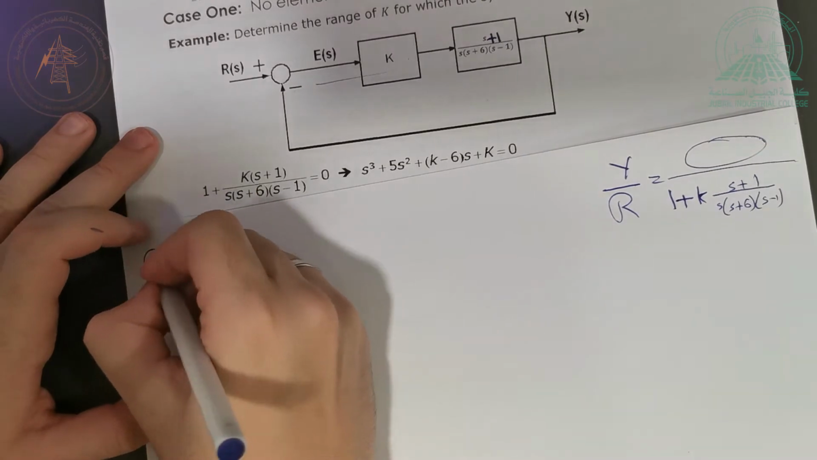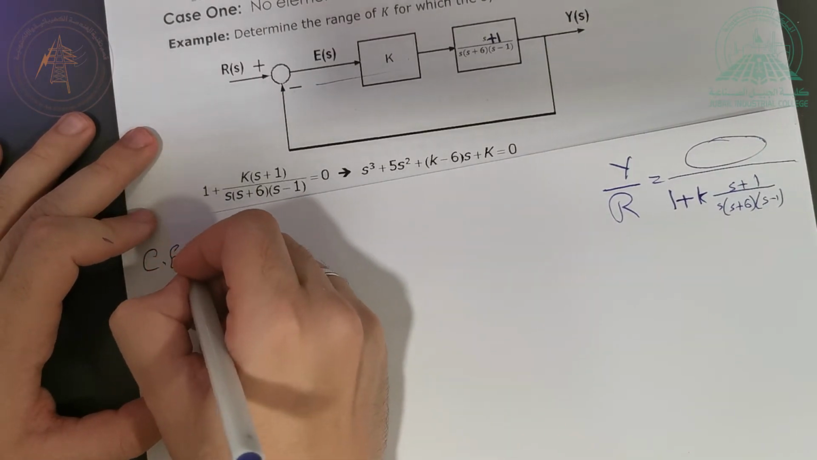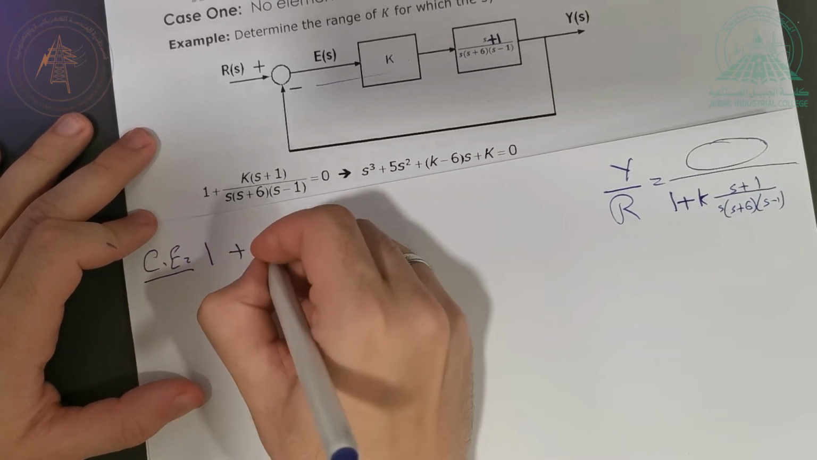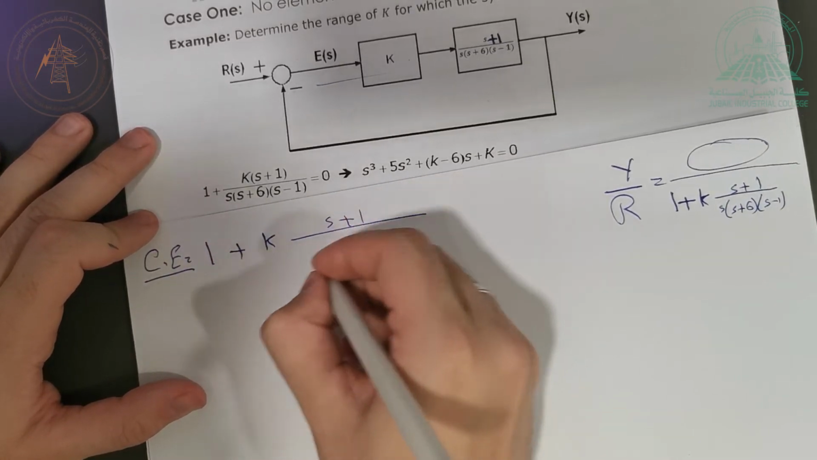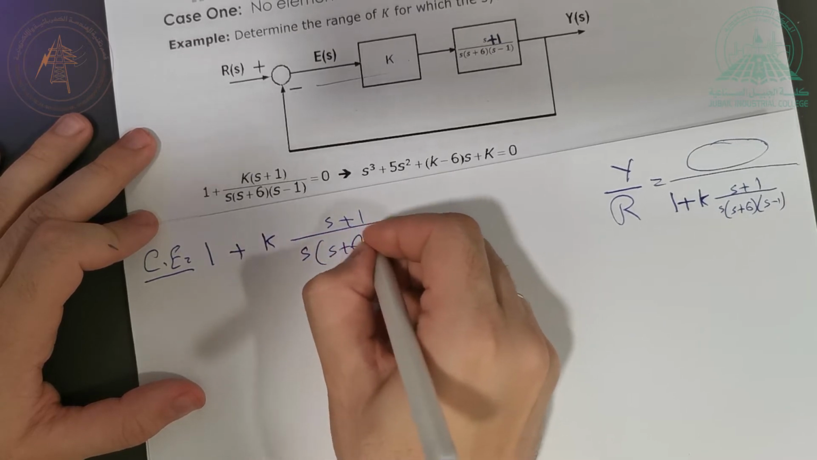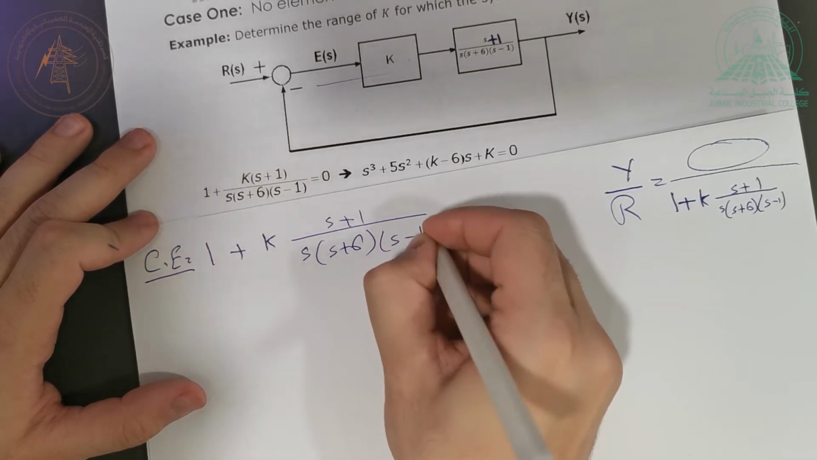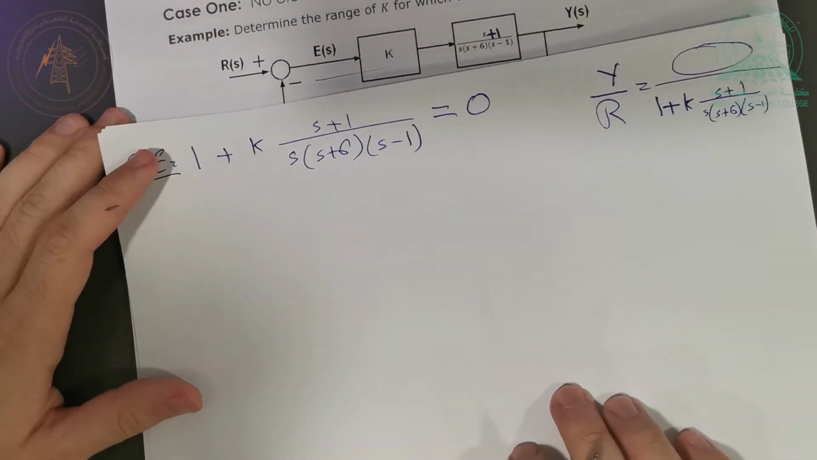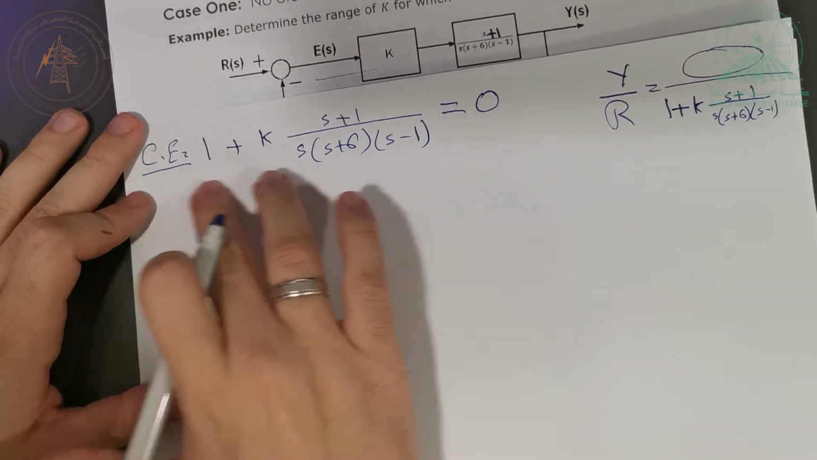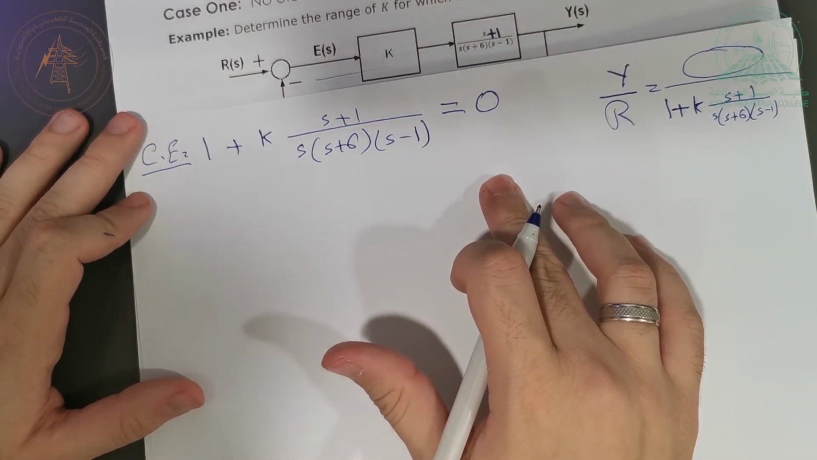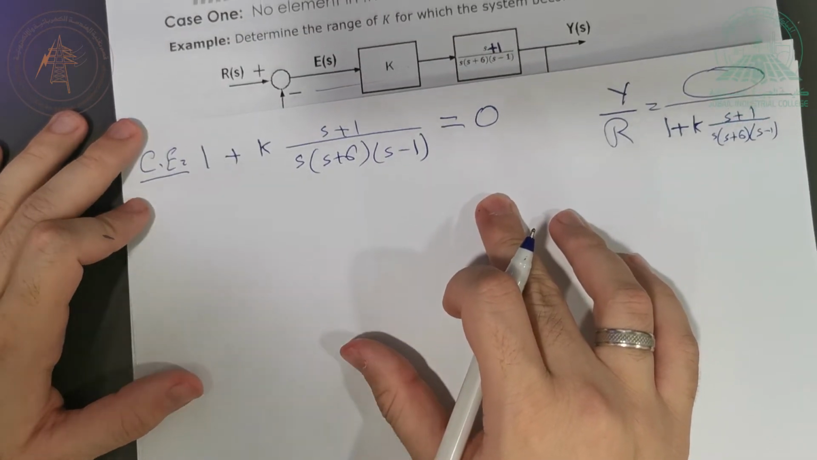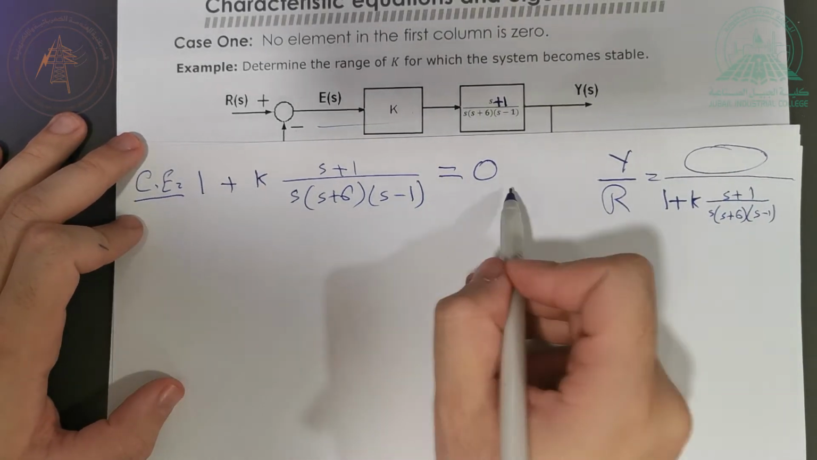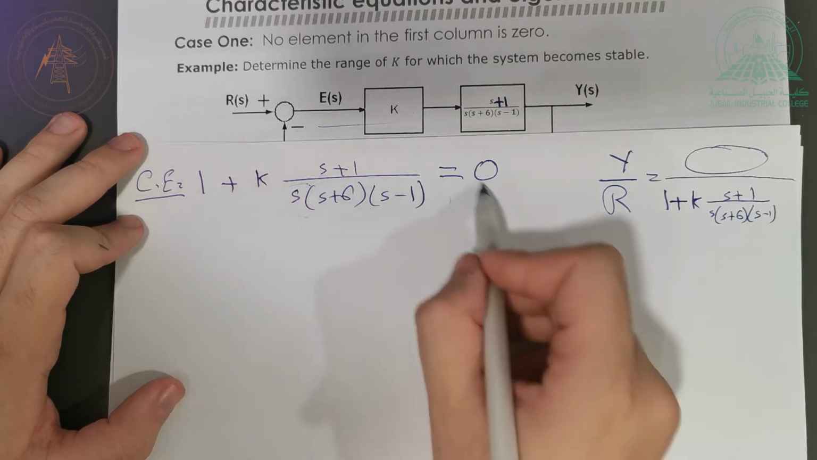Right, now what is the characteristic equation? The characteristic equation of this system is 1 plus k(s plus 1) over (s plus 6)(s minus 1) equals 0. This is my characteristic equation. Now, this is not in proper polynomial form, so I need to write it in polynomial form. How can I do that? I can multiply both sides of the equation by the denominator to get rid of the denominator.